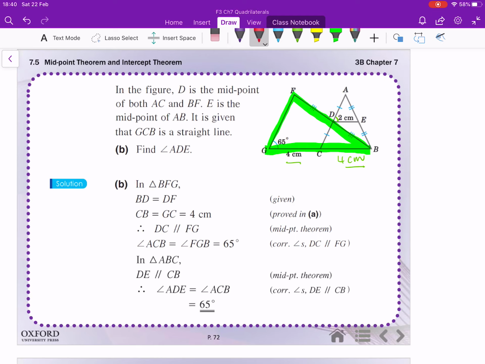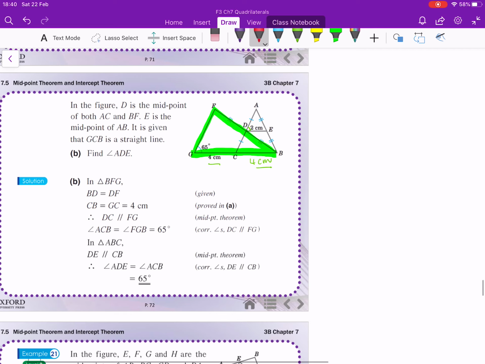Use red. I would say that since GC equals 4 cm equals CB, for me I write it this way. Therefore, C is the midpoint. And add one more: also FD equals DB.